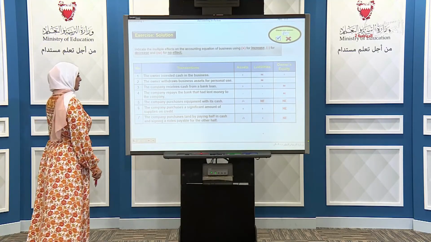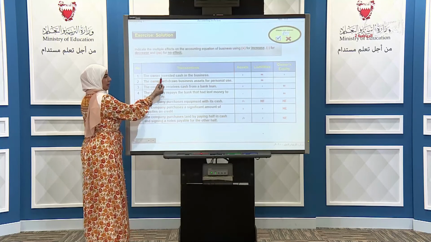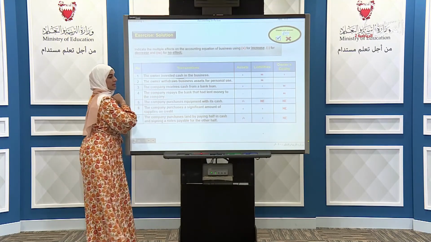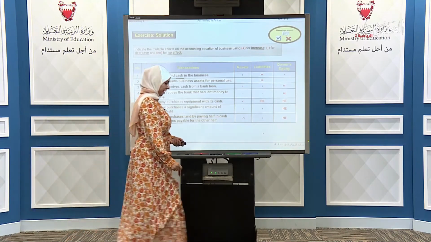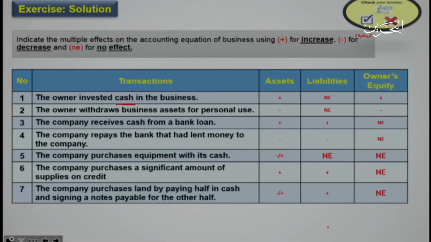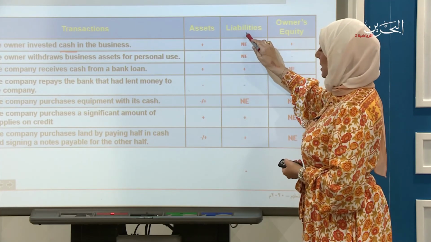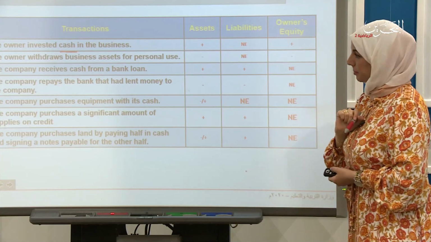For the first transaction, the owner invests cash in the business. Where will the effect be? If I invest, directly the owner equity will increase, and I invest in cash, and the cash is a type of asset, so the assets will increase. There will be no effect in the liability section.